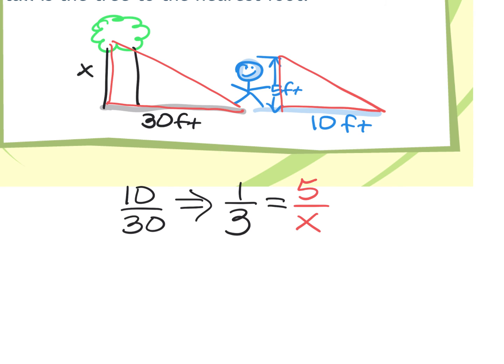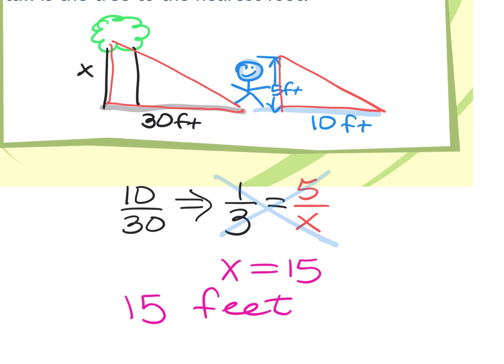5 over x, because again, the 1 came from the right. I'm always doing right over left. So when I do the cross products here, 5 times 3, and then 1 times x, I get x equals 15. So the height of the tree is 15 feet.